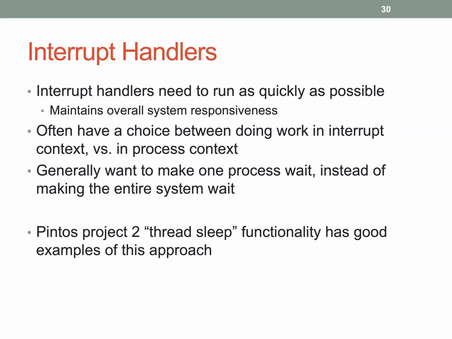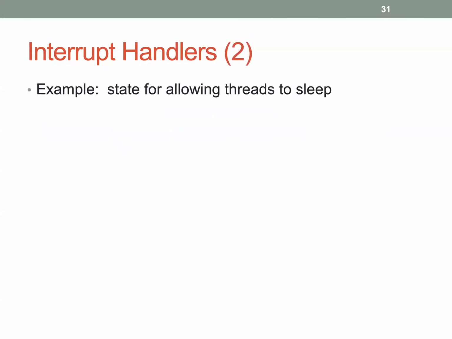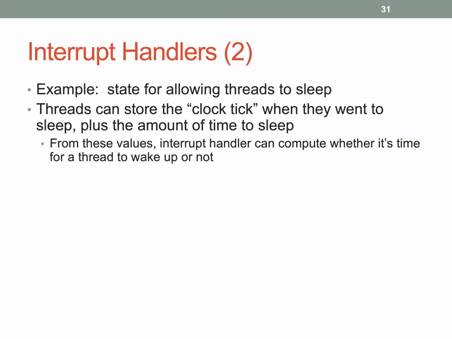Okay? The thread sleep functionality is a perfect example of this kind of approach. You have state that you need for figuring out when threads should wake up. You could either store the clock tick of when it went to sleep and how long it's supposed to sleep into the thread, and then the interrupt handler would have to do some math for each thread to see if it should wake up. Okay, take the time that it went to sleep plus the time that it needs to sleep and see if it's past the current clock time. That's work in the interrupt handler.